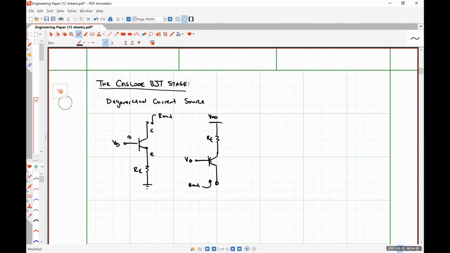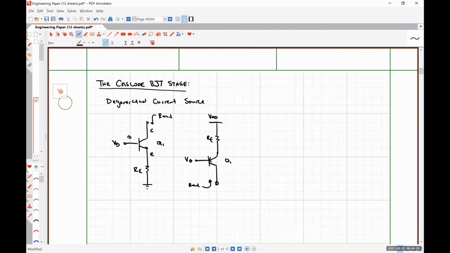So we have a current source. I'm going to call both of these transistors Q1. One is PNP, one is NPN. The left one is NPN, the right one is PNP. What is the purpose of that emitter degeneration resistor? Anybody remember? Okay. Nobody remembers it. All right.